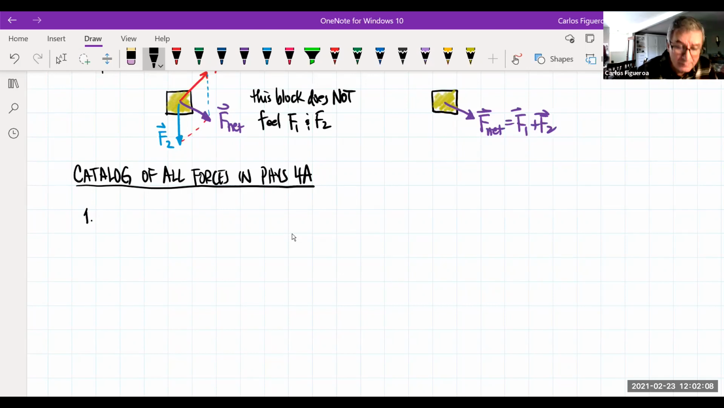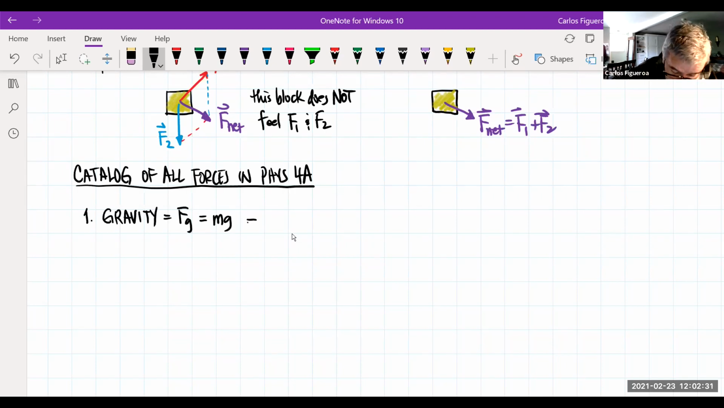So the first one, obviously the most popular one, is the force of gravity. When we talk about gravity, we typically write it as F of G. And you're going to see that the most common way that people write the force of gravity is mass times the acceleration due to gravity.